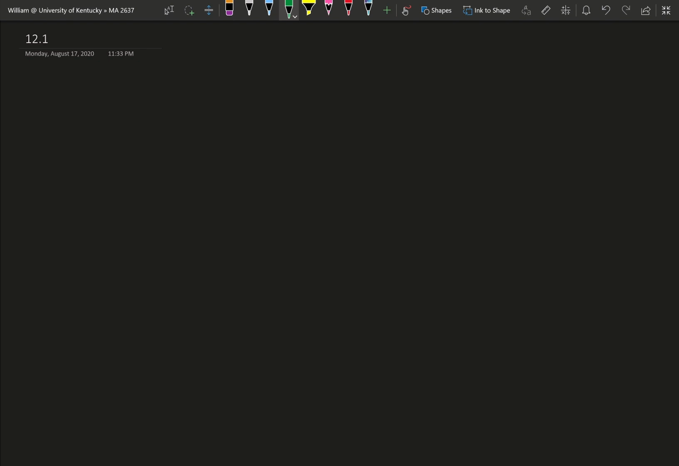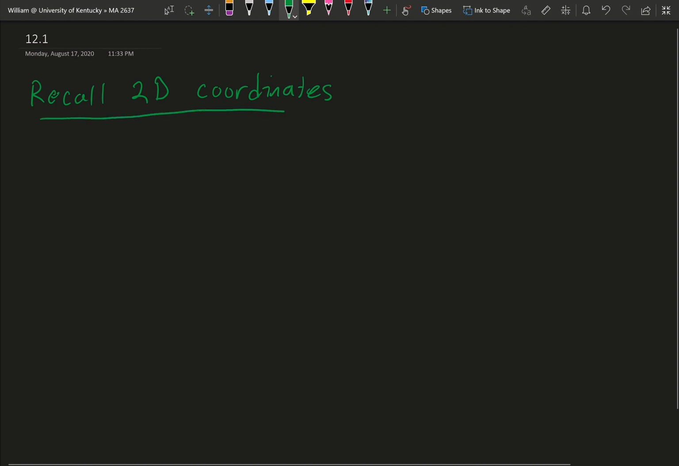So to start off, we're going to talk about plotting things in 3 dimensions, so 3D coordinates, stuff like that. But before we jump into that, whenever you learn a new mathematical concept, I think it's important to contrast it with something you know already. So I'm going to recall 2D coordinates. This part, first no more than 10 minutes, should be 98% review.